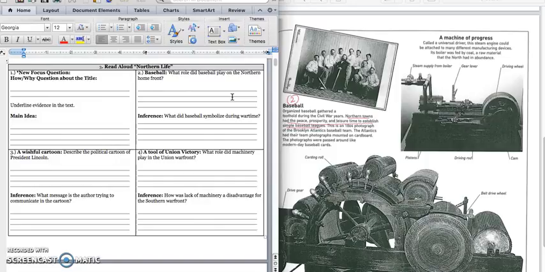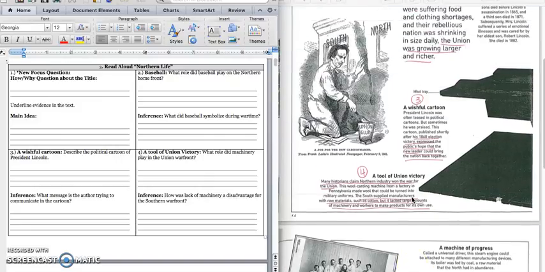Press pause to write down your answer and play when you're ready for the second part. It says, what did baseball symbolize during wartime? We know it tells us that they played baseball because they had time to, and people were happy, and it was peaceful. Even though there was a war going on, the war wasn't fought in the North. And so these people were able to go about their lives, and they were having a good time. So we would say in box 2, baseball symbolized good and prosperous times in the North during the Civil War. Press pause to write down your answer and play when you're ready for box 3.